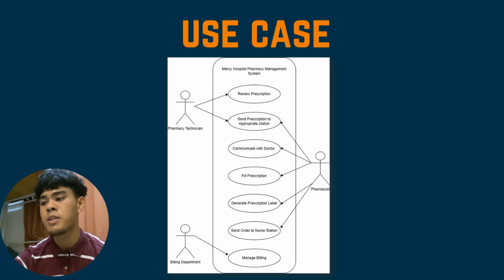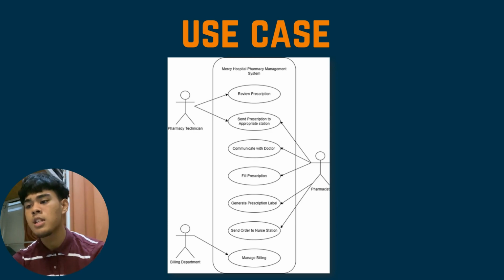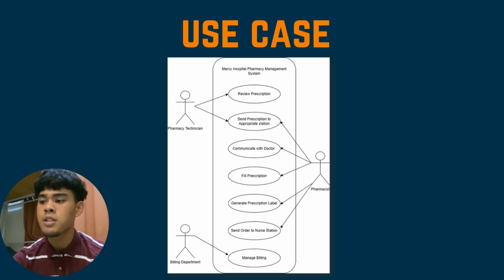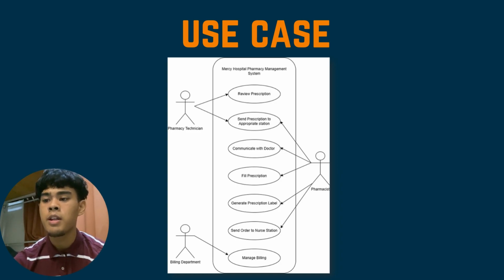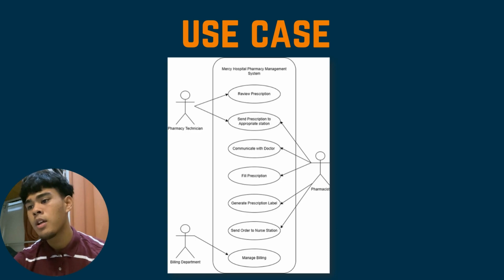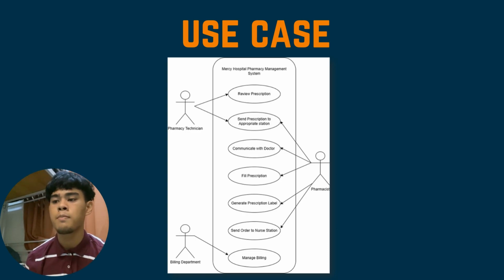We have review prescription and then send prescription to the pharmacy station. The reason we put review prescription is that the pharmacy technician reviews the prescription to make sure the dosage is safe and the medication will not interact with any medication that the patient is taking. Next, we have send prescription to pharmacy station. Depending on the kind of drug being prescribed, the pharmacy technician sends the prescription to the proper pharmacy station. Lastly, we have the actor pharmacist.